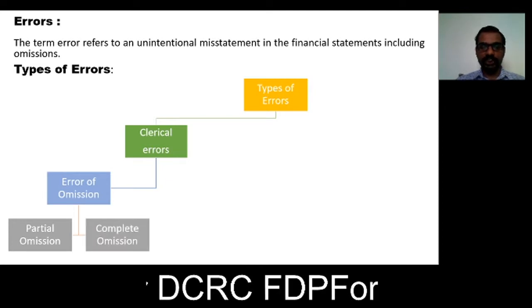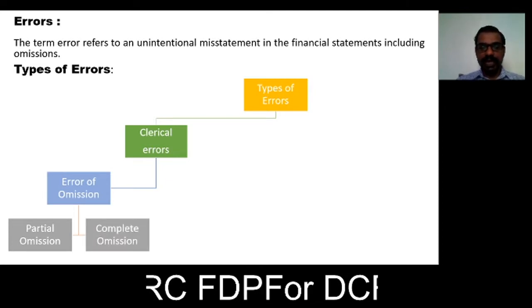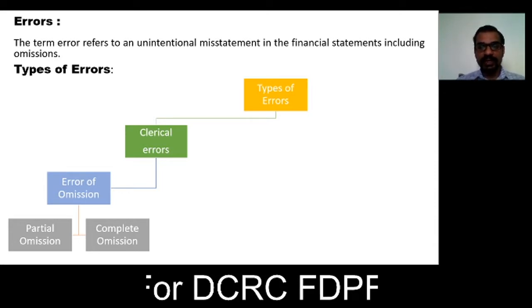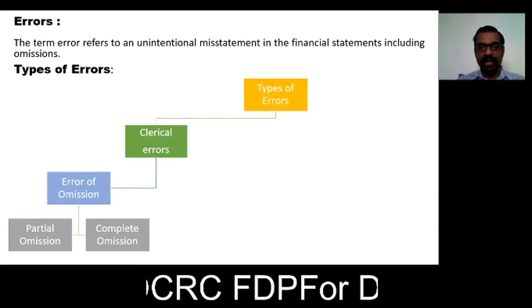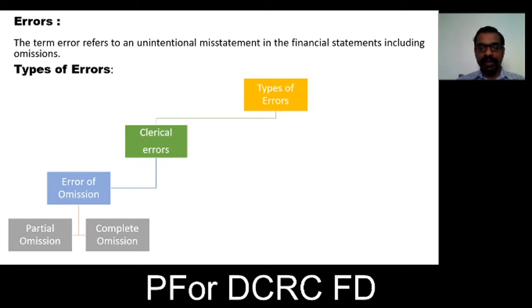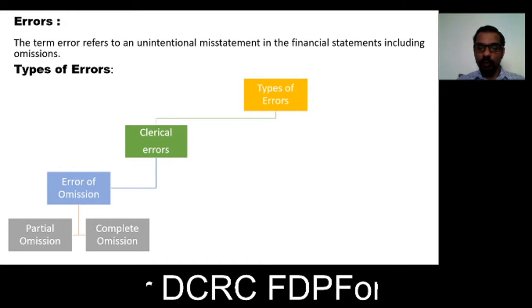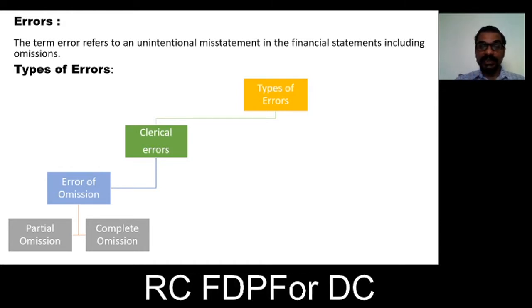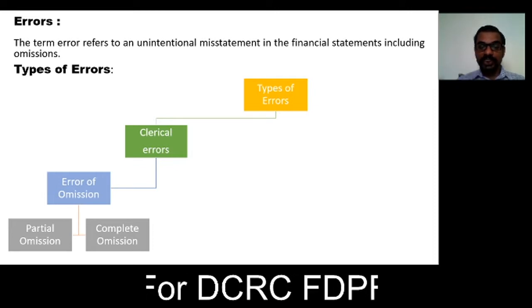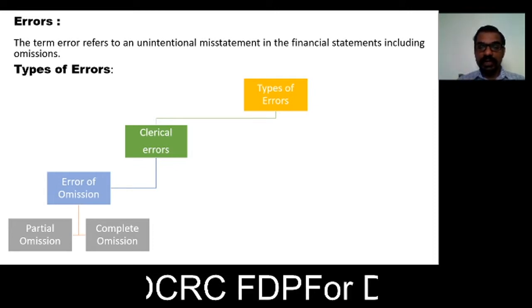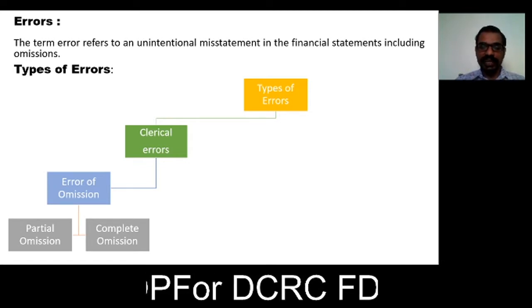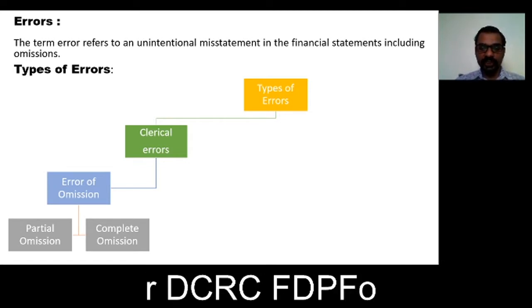Under the error of omission, the second subtype is complete omission. Means both the effects, that is the debit as well as the credit effect, are not recorded in the books of accounts. At that time, that is called the complete omission. So in this way, it is the error of omission. Means when the transaction is partially or completely missing from the books of accounts, not recorded in the books of accounts, that is called the error of omission.